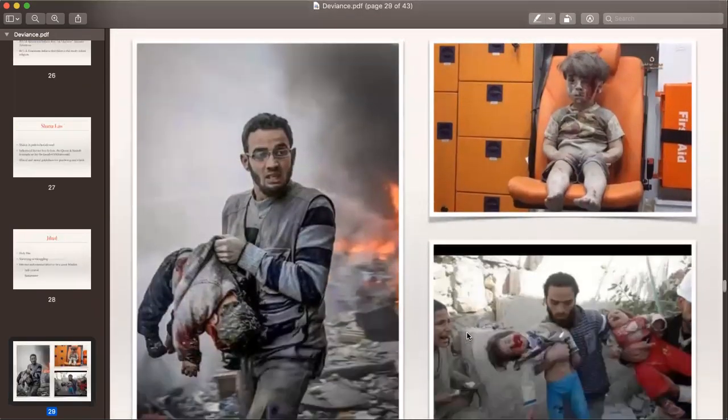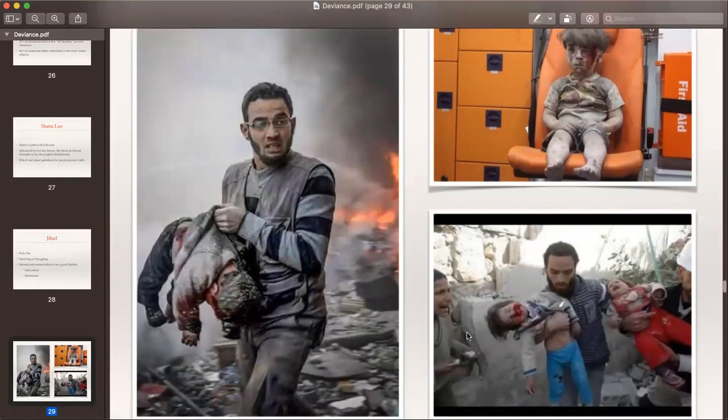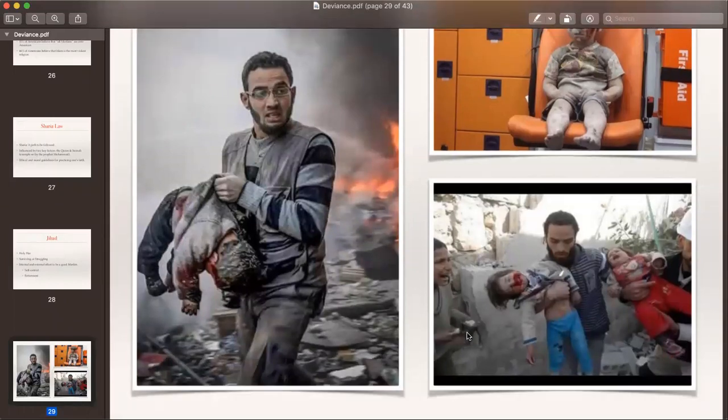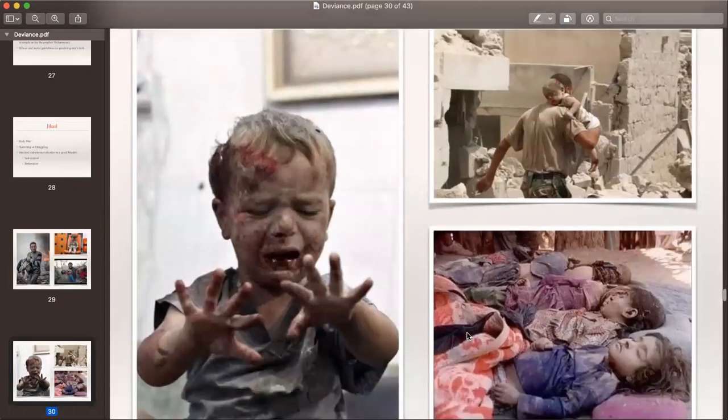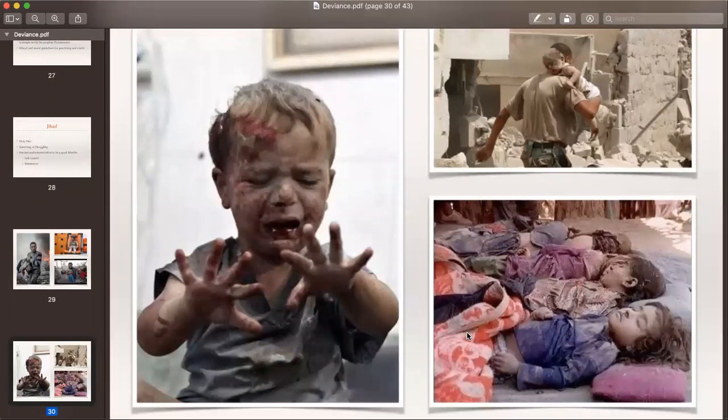The young boy on the right-hand side went through a traumatic experience in Syria. Think about how that's going to shape his life. These children, the images here, they're not asleep. They're dead. These were not images widely shared on social media. These were not images widely shared in newspapers or news media in general. Look at the pain. Look at the death.